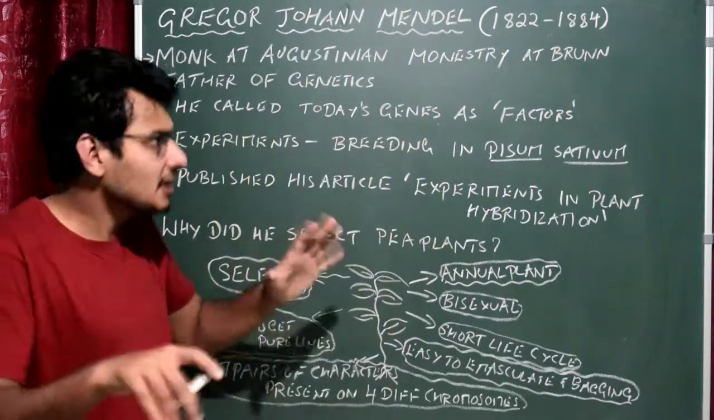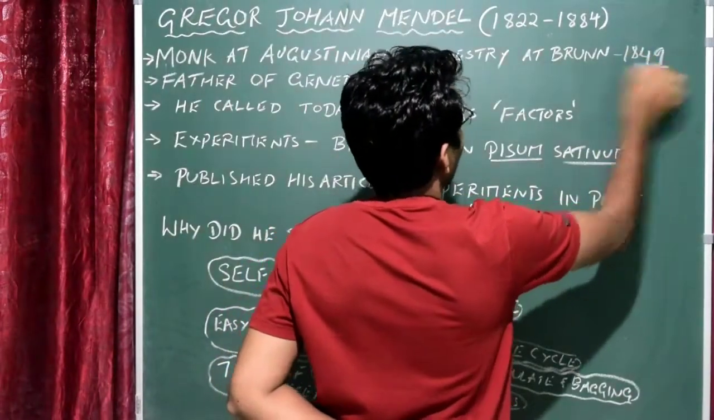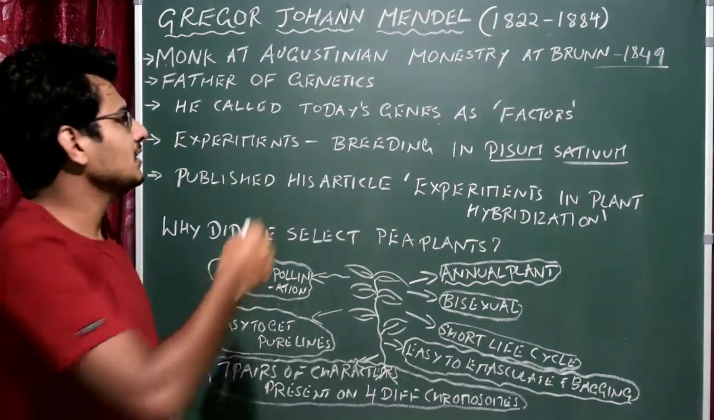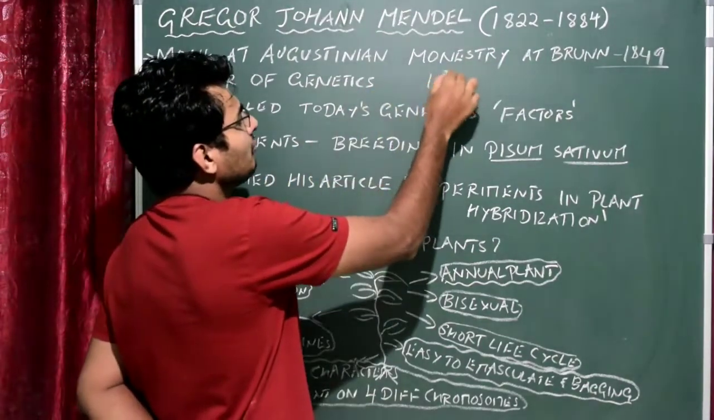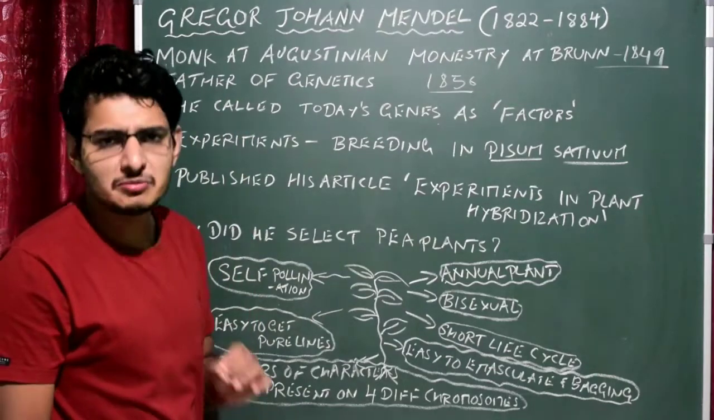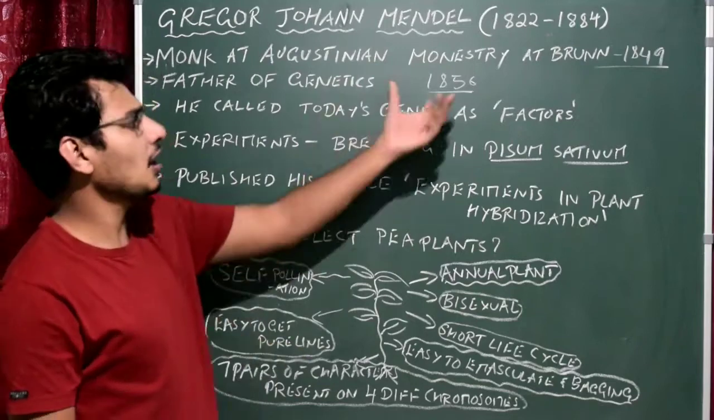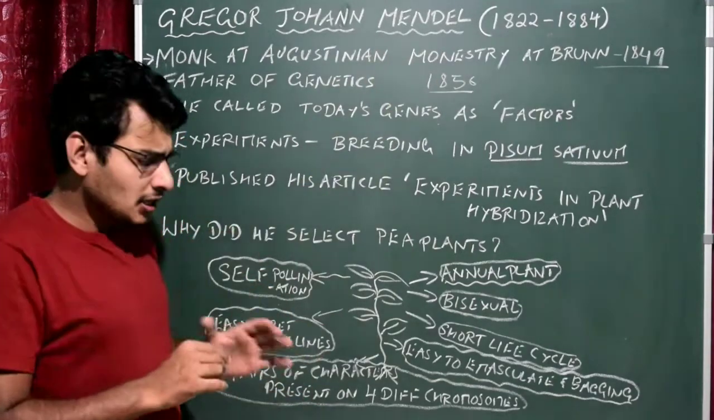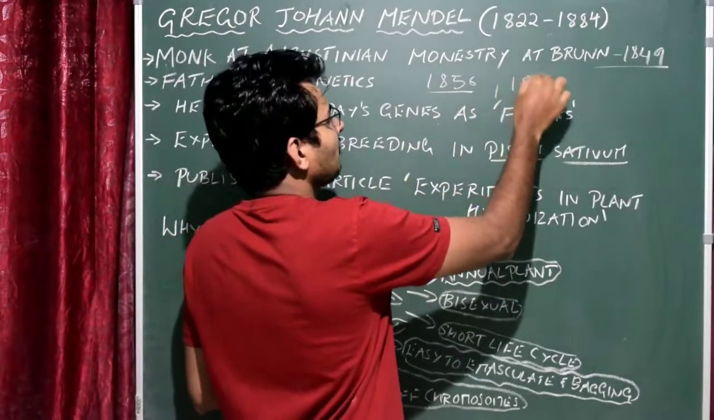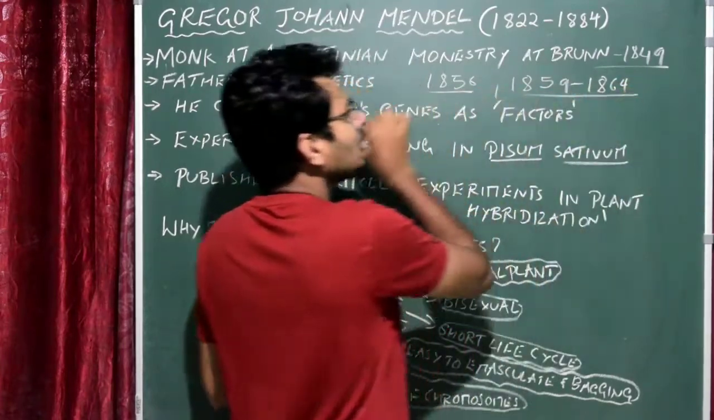He joined around 1849, and after about 7 years, that is 1856, he became interested in breeding experiments on Pisum sativum, the garden pea plants. Then he really conducted experiments from 1859 to 1864 on the garden pea plants.